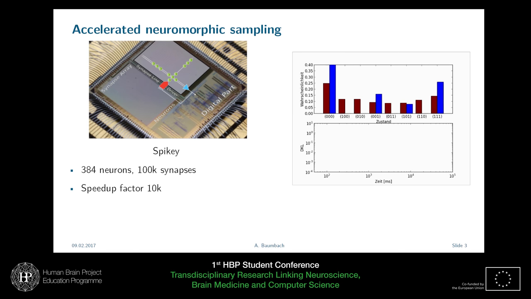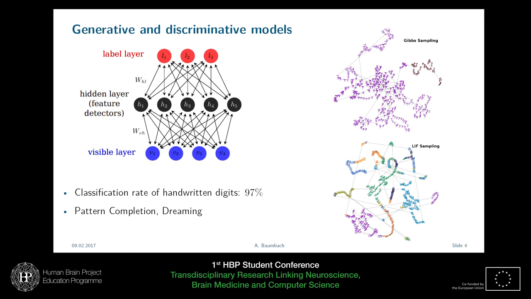And the hardware is faster. So the hardware helps us there because it produces more samples in less time. And this simulation here was 100 milliseconds in bio time, so 10 to the 5, and it took on Spikey exactly 10 milliseconds. So this helps us as long as we can control for the hardware parameters. And if you're interested in how we do that, please come and find me at the poster.